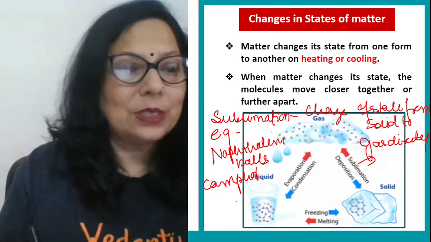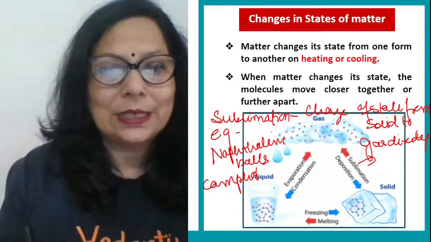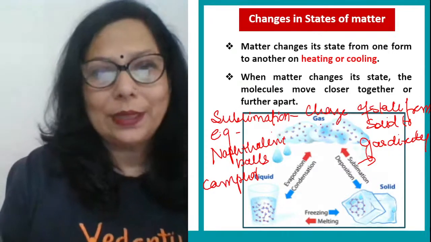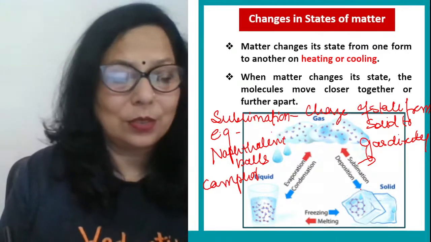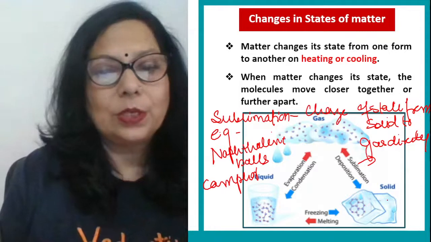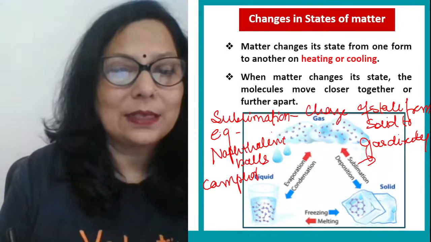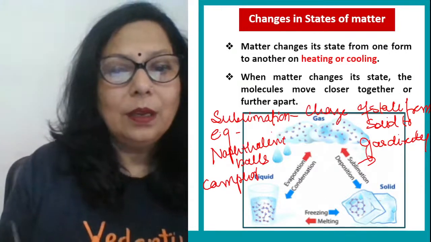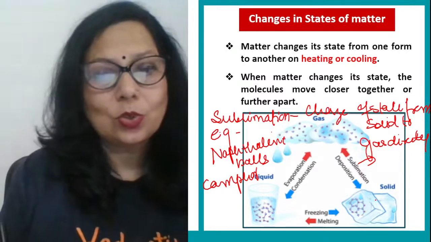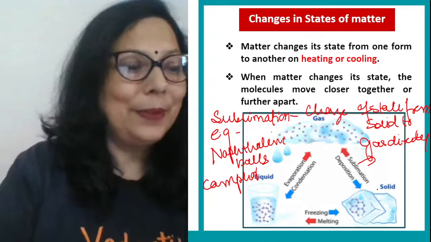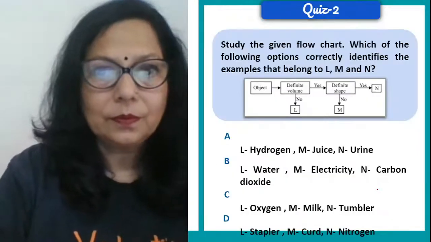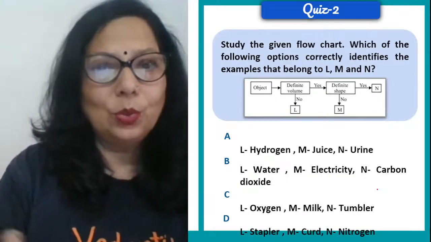So naphthalene balls and camphor are substances which can sublime. When they change from gaseous to solid, ammonium chloride also, that is called deposition. And when they change from solid to gas, it is sublimation. When liquid changes to solid, it is freezing, and when solid changes to liquid, it is melting. Right.